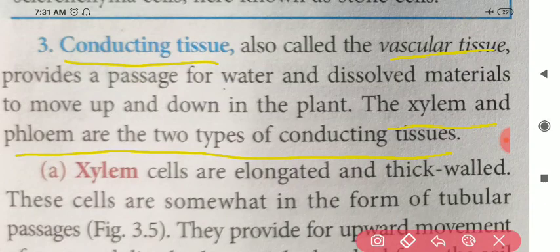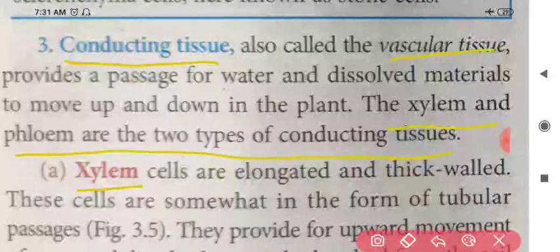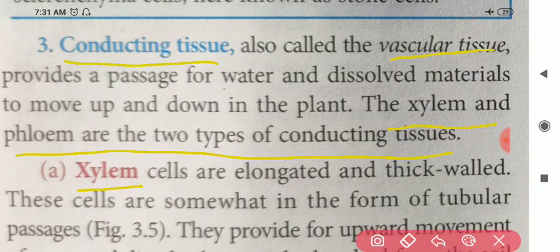Clear? So now first we shall discuss xylem. Write the heading xylem. Name the two types of conducting tissue: xylem and phloem.